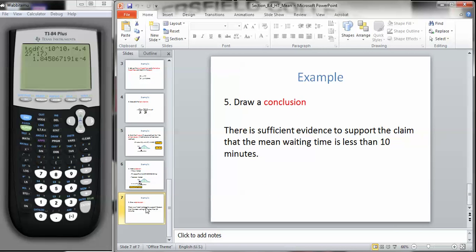Finally, for the conclusion, again we have a conclusion template in section 8.2's notes. In this case, this is how we draw our conclusion. We start with, there is sufficient evidence to support the claim. This is from the template. And then after that, fill in the rest from the problem. So the claim is the mean waiting time is less than 10 minutes. So that's it for your conclusion.